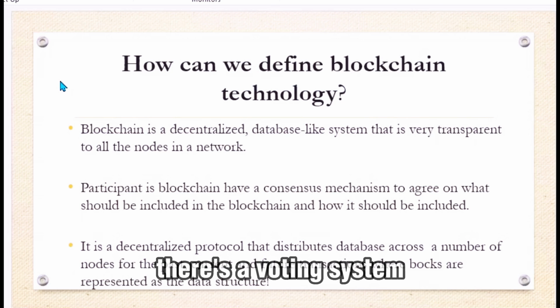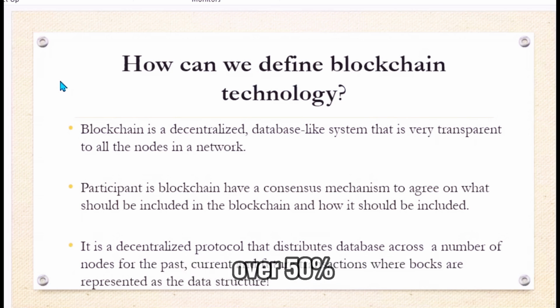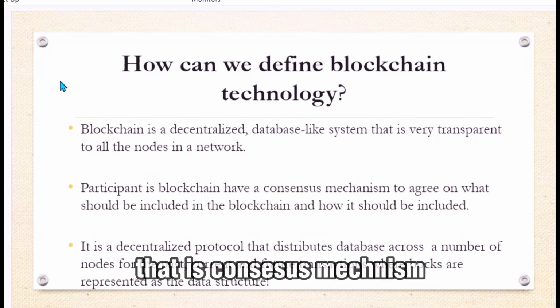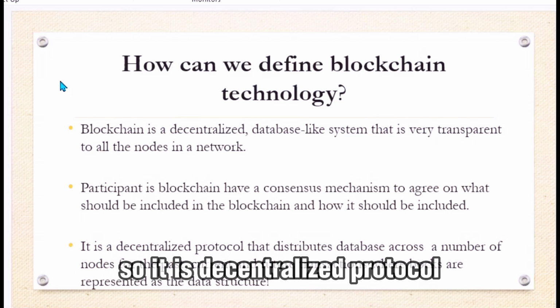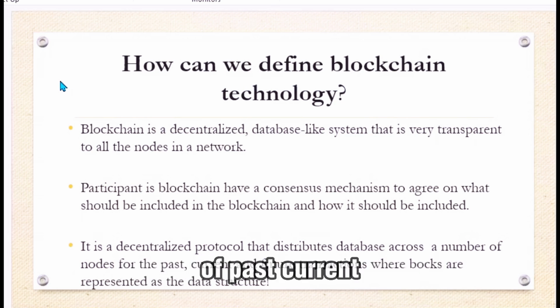There's a voting system that we agree on before any transaction can be regarded as valid. Over 50% of computers on the network must cross-check and make sure that the data agrees with the records they already have before it can be regarded as valid. That is the consensus mechanism. So it is a decentralized protocol that distributes the database across a number of nodes for past, current, and future transactions, where blocks are represented as the data structure.